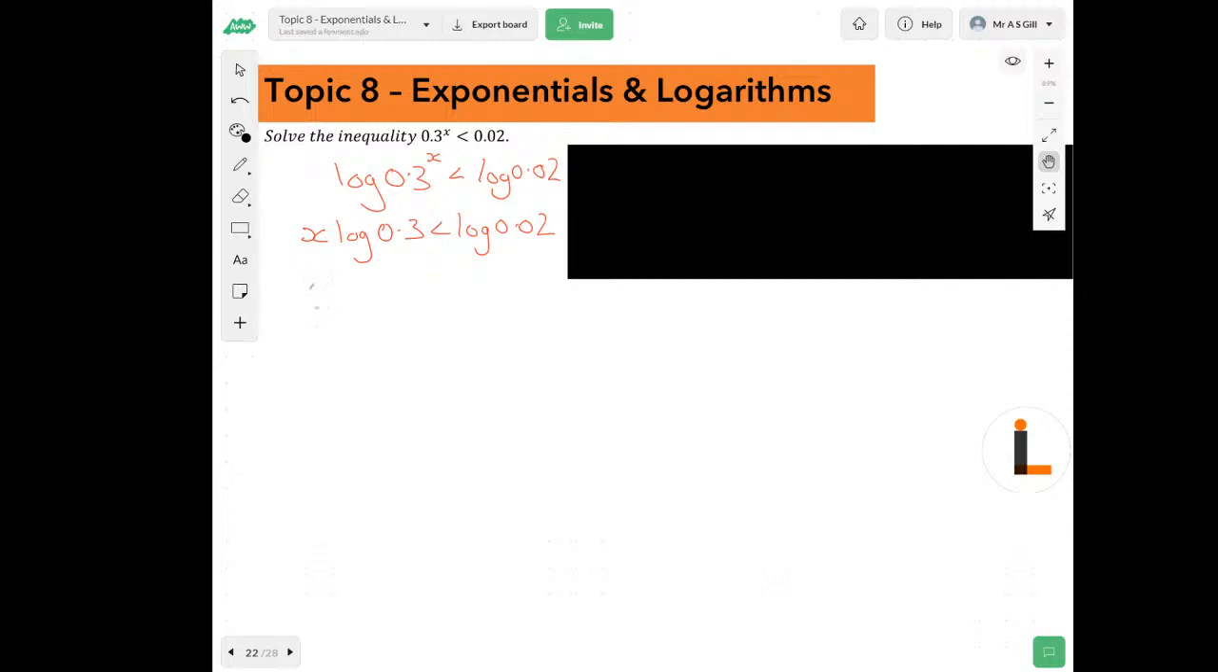And we can say, well, therefore, x is greater than, and I'm going to explain this change in sign in a second, greater than log 0.02 divided by log 0.3. This change in sign here, from less than to greater than, is really, really important. We want to draw our attention to it. So give me a second to copy that out and then I'll go through and explain it.